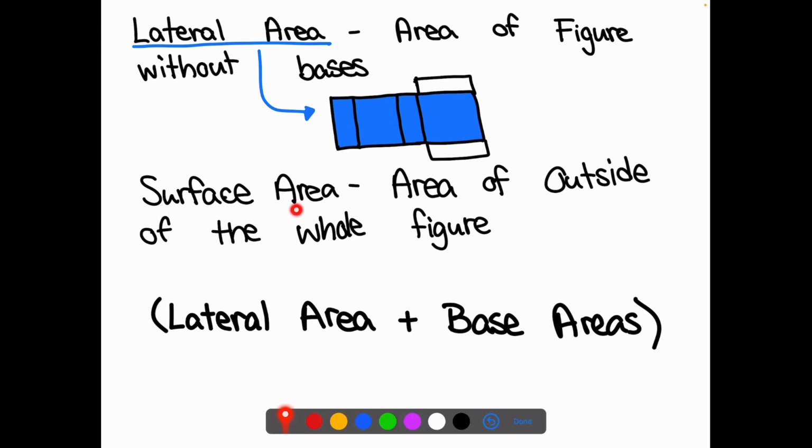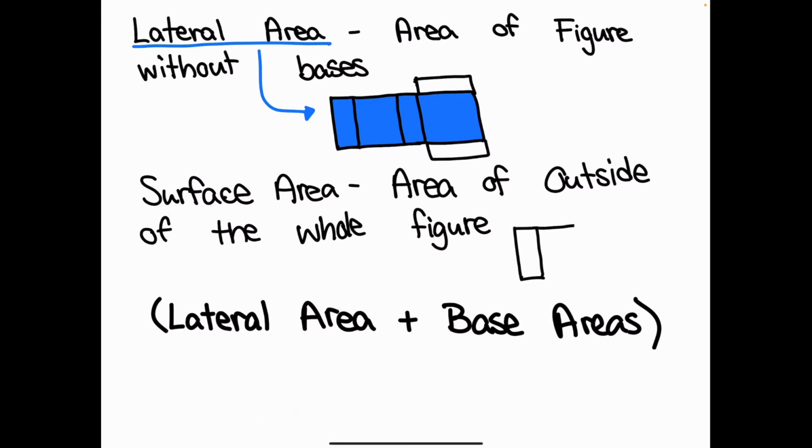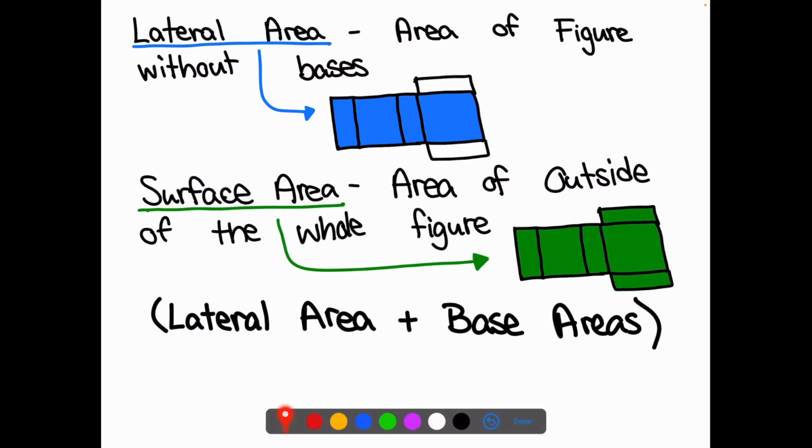Now, the surface area is also known as the total area. It's the area of the outside of the whole figure. So if I have the same exact figure as above, the surface area is just all of them. Instead of all of them but the 2 bases, surface area is all of them. So therefore, we can think of surface area as the lateral area plus the 2 base areas that we have.